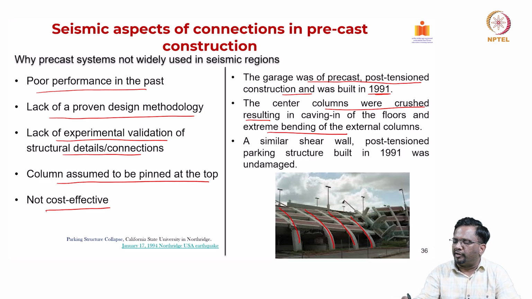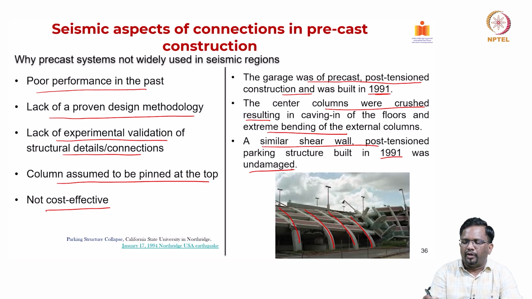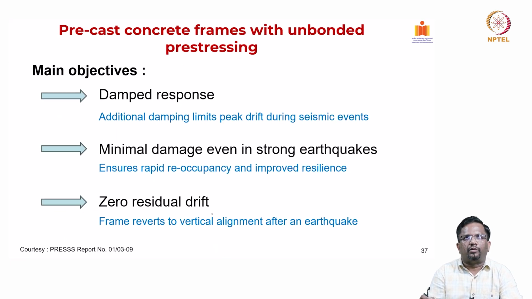However, a similar shear wall post tension parking structure, this one is a framed construction, that was built in 1991 was undamaged during the same earthquake. So that tells us that if you design the system properly, during an earthquake you can prevent failure. So it is all about proper design and detailing. Most importantly, the detailing has to be done properly. Joints and connections have to be done properly. That is very important. Now, what are the objectives of seismic performance from a precast point of view?